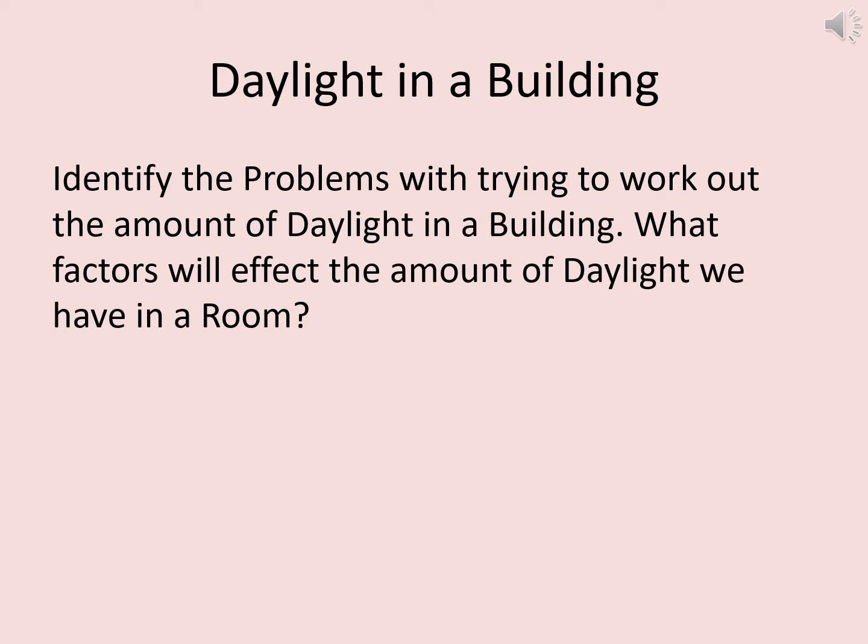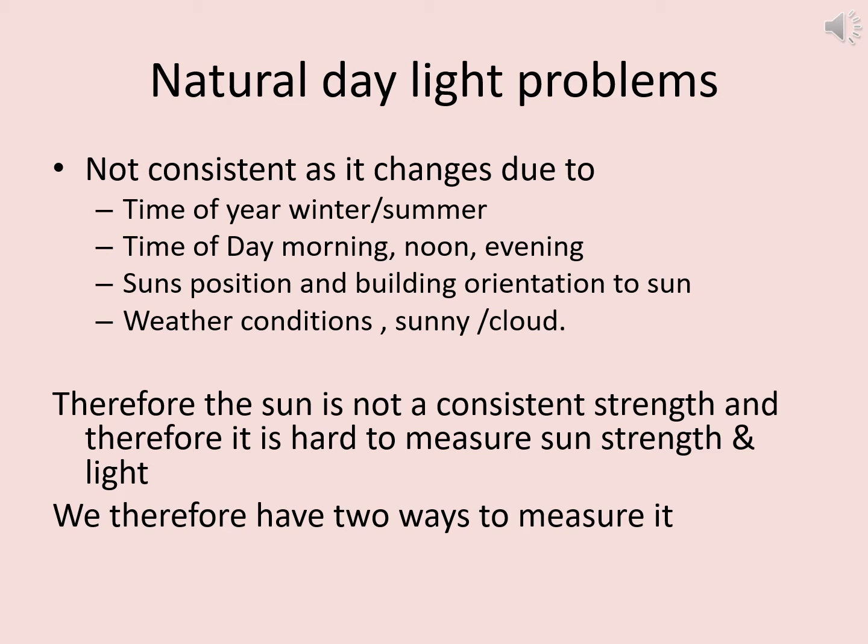Daylight in a building. Identify the problems with trying to work out the amount of daylight in a building. What factors will affect the amount of daylight we have in a room? Daylight, or natural light, is provided directly by the sunlight and/or the sky. Sunlight, which is direct light from the sun, is so variable that it is not of much use in lighting design. Illuminance from the sky is also variable.